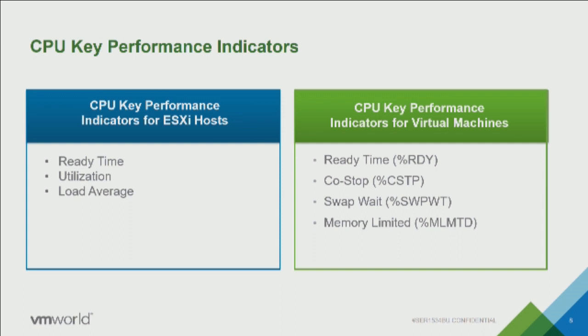So we talked about ready time, we talked about co-stop, we talked about, well, we haven't talked about MLMTD or swap wait, but these are things that can impact CPU, but they're memory related. If you're in memory constraint, it can negatively impact CPU performance. So when I get to memory, I'll address those as well.